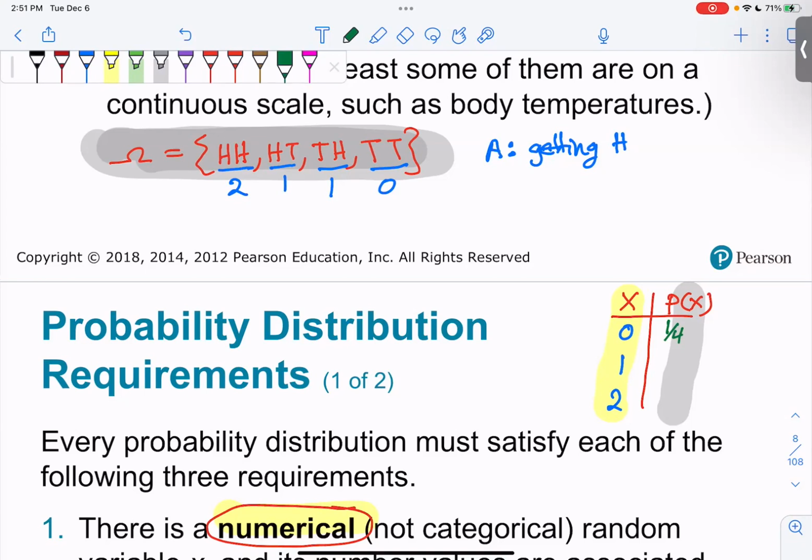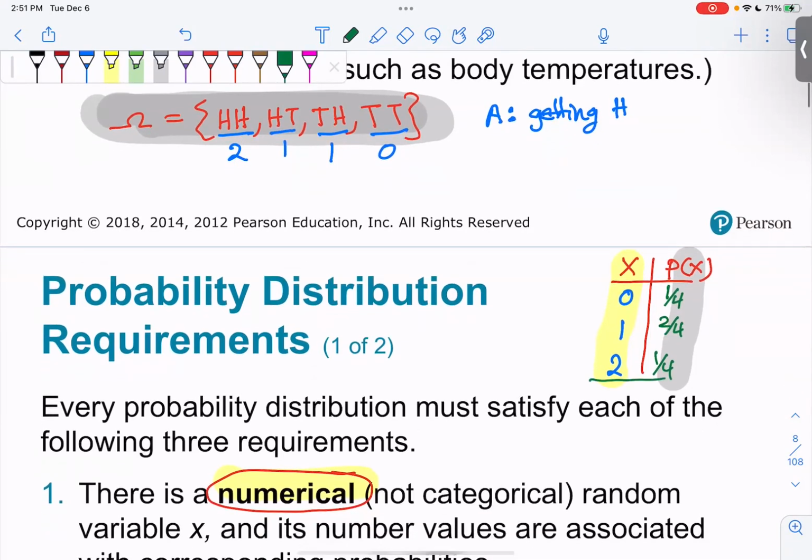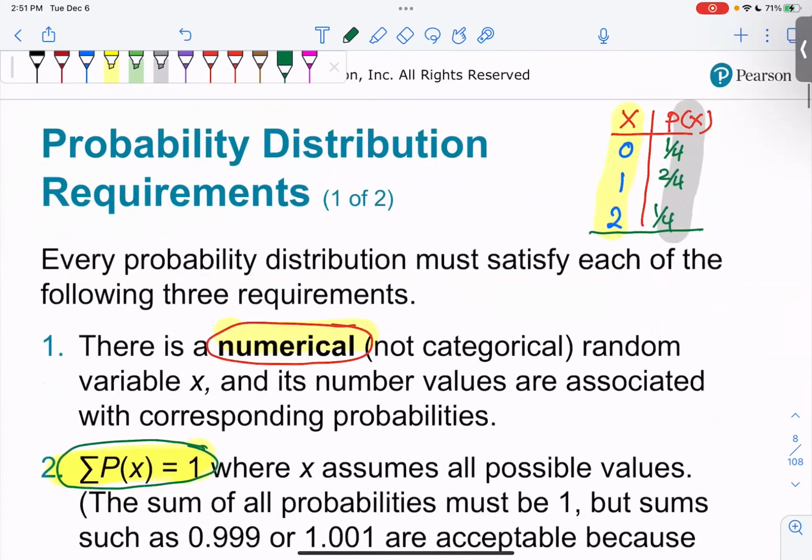So the second one will be 2/4. And the third one will be 1/4, which is 2 heads. Now, if you take the total, the summation of those probabilities, 1 plus 2 plus 1, 4 divided by 4 equals 1, right? So now the second requirement is valid too. The summation of all probabilities equals 1.